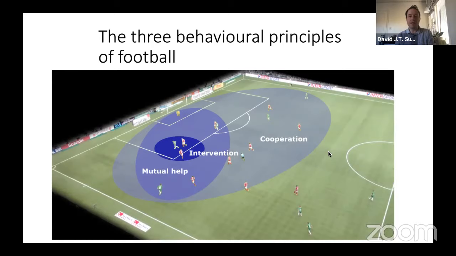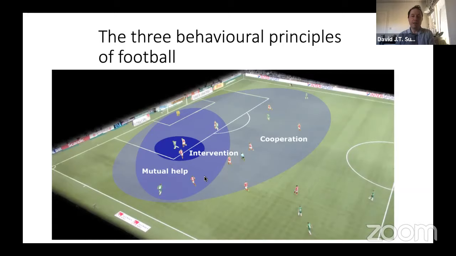This is another example for exactly the same thing that we looked at for the spatial principles: intervention zone, mutual help zone, and cooperation zone. Actually, I think the cooperation zone should stretch out all over the pitch, but you get the idea that the further you are from where the ball is, the more you should act as if you're in the cooperation zone. What I liked about this model when we started talking about it with Barcelona was that it's very similar to how we look at animal behavior.